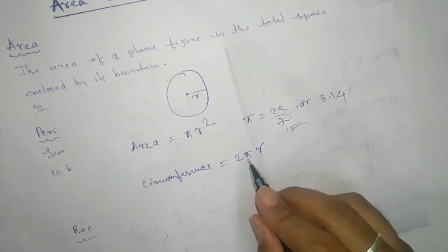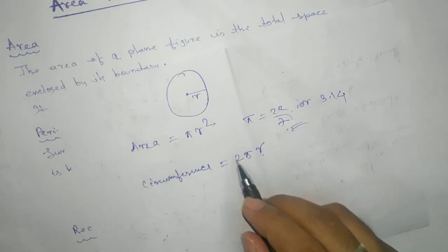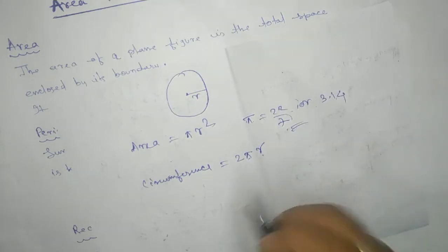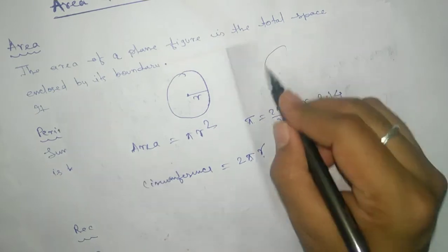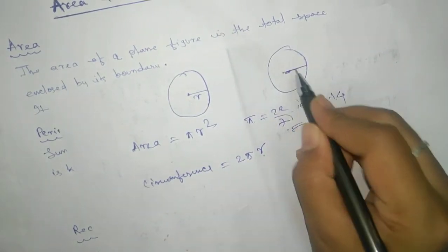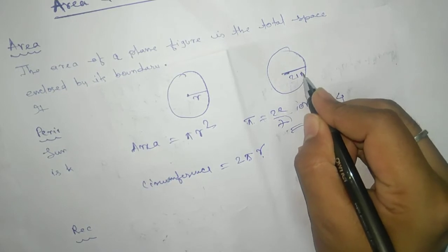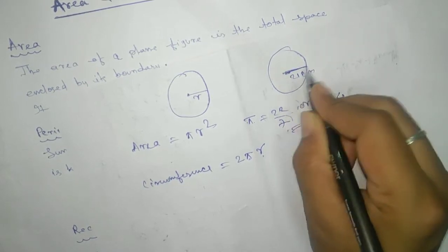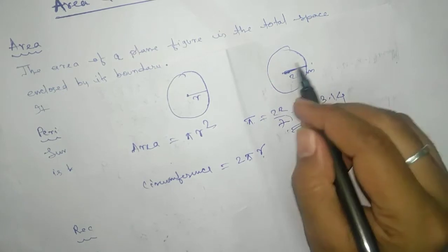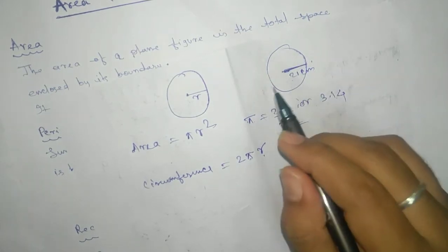R means radius, pi means 22 by 7 here we're going to take, and 2 means 2. So let's take one example. If I give you one circle with 21 meter or 21 centimeter as the radius, you need to find the circumference and the area for this one. How are you going to find it?